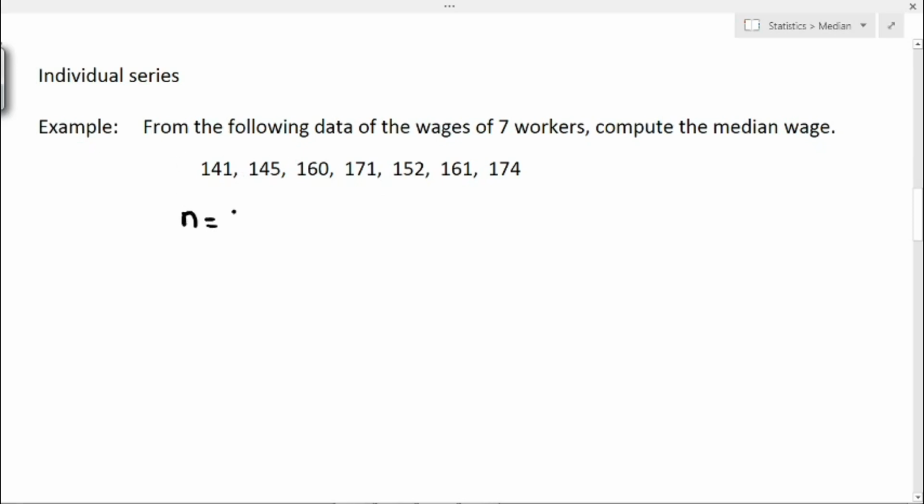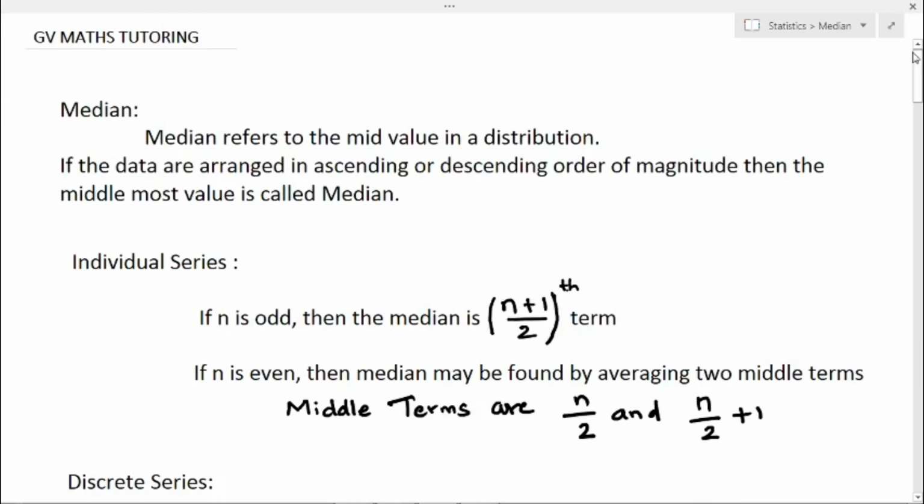So n equal to 7, that is an odd number. So we have to use the formula: if n is odd, then we have to find the (n plus 1) by 2nd term, that is the median value.